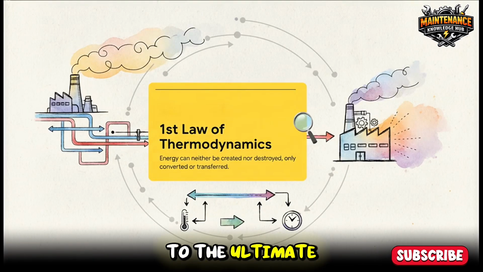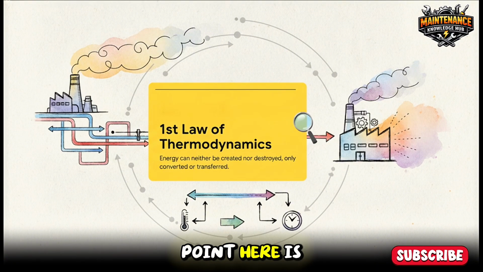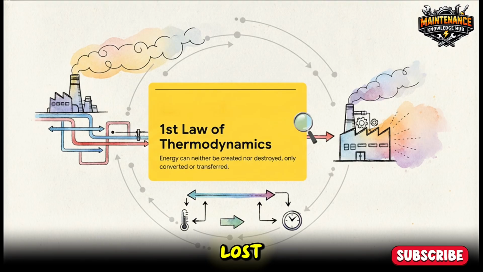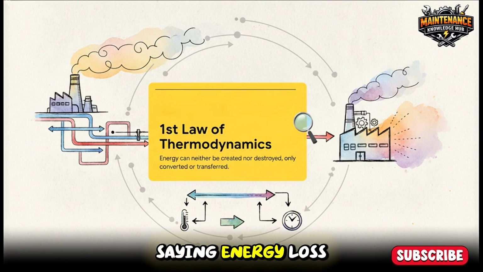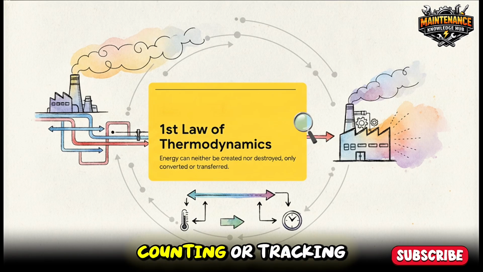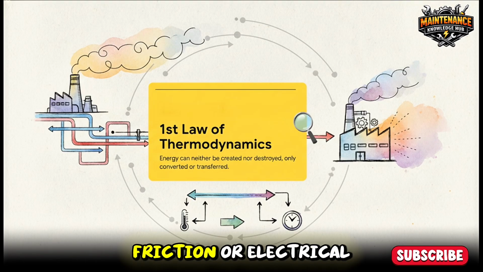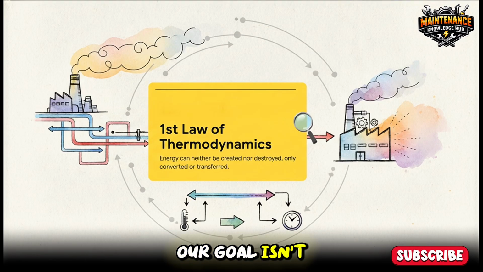Which brings us to the ultimate rule of the universe, the first law of thermodynamics. So the crucial point here is energy is never lost. Actually, scratch that. Saying energy loss in a facility is kind of a misnomer. The energy didn't disappear, it just converted into a form that we aren't counting or tracking. Most often, it turns into ambient heat due to mechanical friction or electrical resistance. Our goal isn't to stop energy from disappearing, but to strictly control exactly what it turns into.